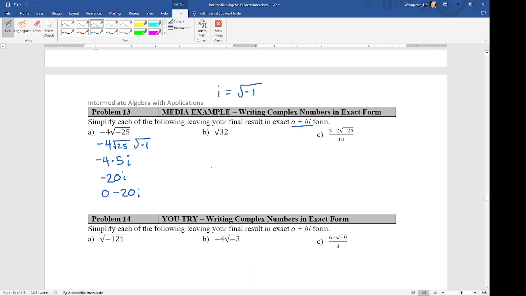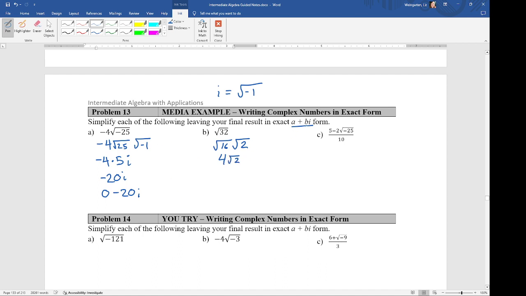The square root of 32. Are there any perfect squares that we can take out of 32? We can factor out a 16, and we'll be left with the square root of 2. The square root of 16 is 4, and the square root of 2.